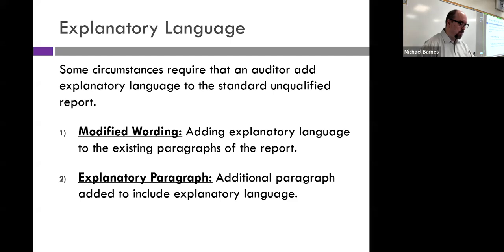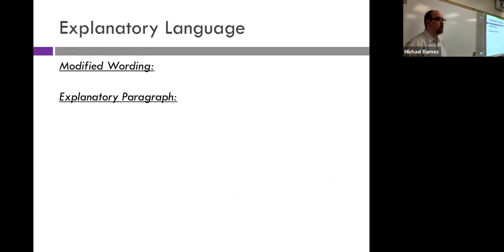Okay, so that's basically the unqualified report in a nutshell. Now, there's times we can use an unqualified report, but we have to make changes to the wording. And making changes to the wording can actually result in 2 different types of adjustments. First of these is modified wording, where you have to modify the existing wording within the financial statement or report. Secondly is an explanatory paragraph, which we've already taken a look at an example, but there's several more examples that we can talk about. Let's talk about the first example, modified wording.